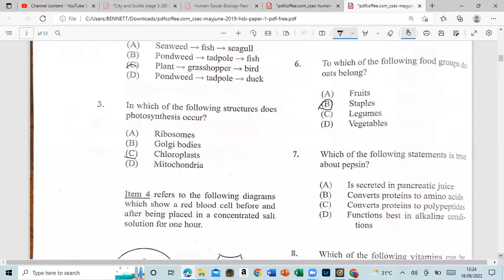Which of the following statements is true about pepsin? A. It is secreted in pancreatic juice. B. Converts protein to amino acids. C. Converts protein to polypeptides. Or D. Functions best in alkaline conditions. It's not alkaline, and it converts protein to polypeptides.